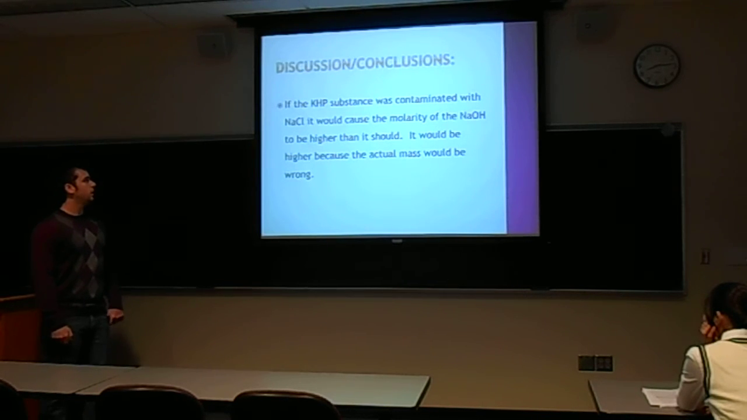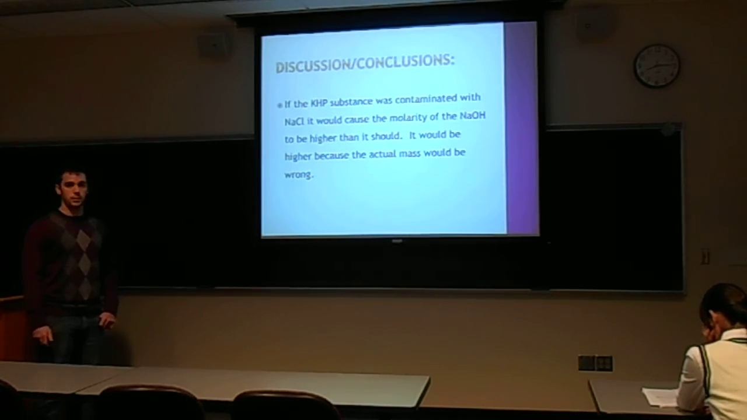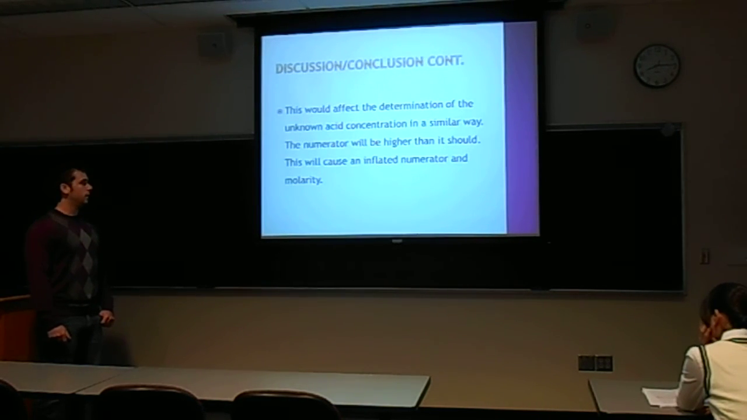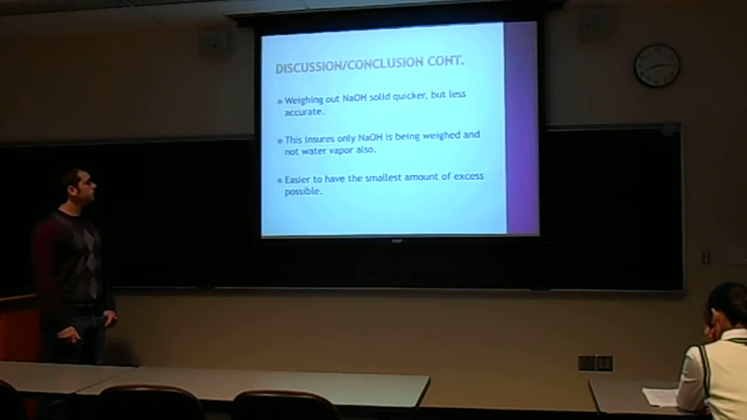For the discussion, what would happen if it was a contaminated substance? If it was a contaminated substance, the molarity of the NaOH would be higher than it should be, because the NaOH absorbs water from the air, which would cause the mass to be higher than it should, which causes the molarity to be higher than it should. And this would affect the unknown acid in the same way, because the numerator would have been higher than it should have been, which caused an inflated numerator and molarity.